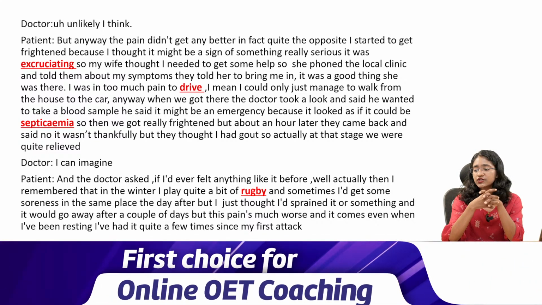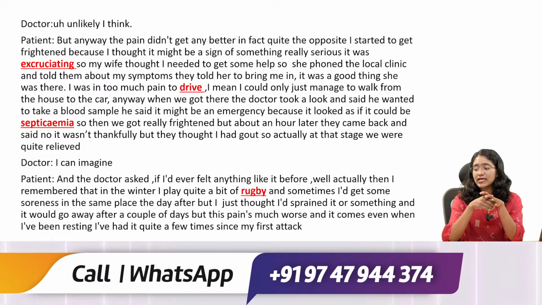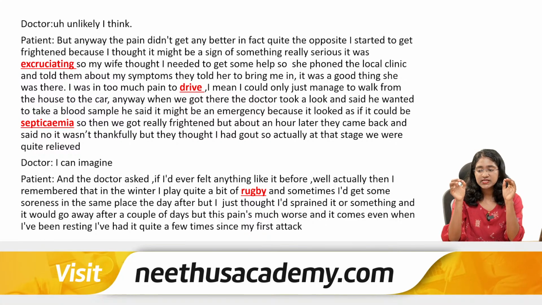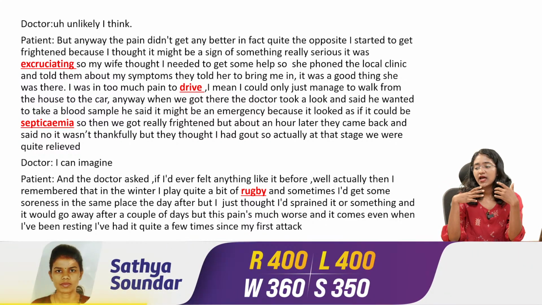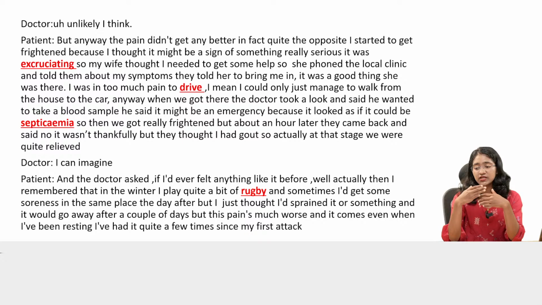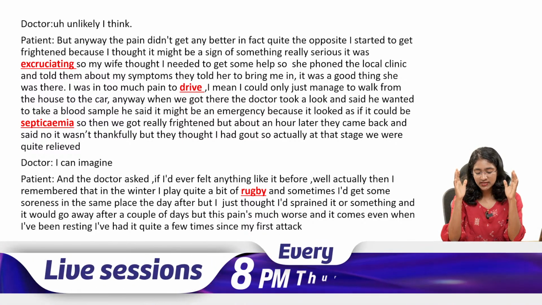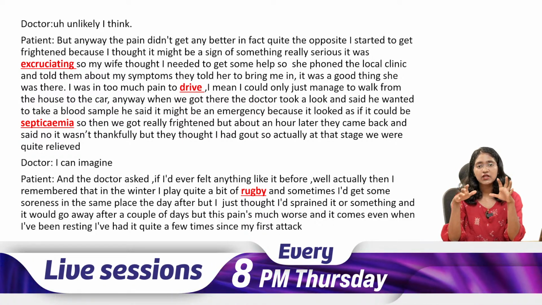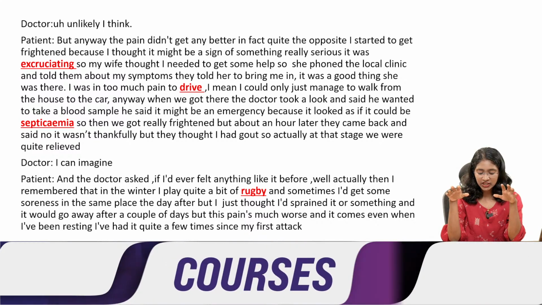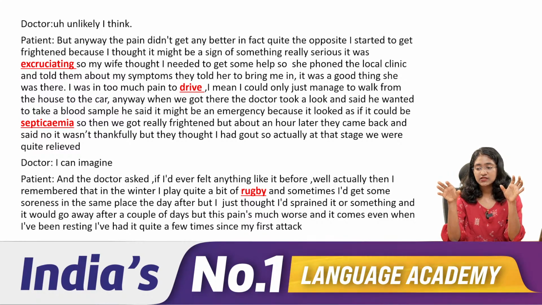Anyway, when we got there, the doctor took a look at it and said he wanted to take a blood sample. He said it might be an emergency because it looked as if it could be septicemia. So the doctor initially suspected septicemia. He said a blood test needs to be done because it looks like it could be septicemia. So that is the answer for question number 6, septicemia. Look at the spelling of septicemia. Okay. Says the clinic initially suspected septicemia before diagnosing gout. Okay, that is the answer for the 6th question. Septicemia is the answer for the 6th question.